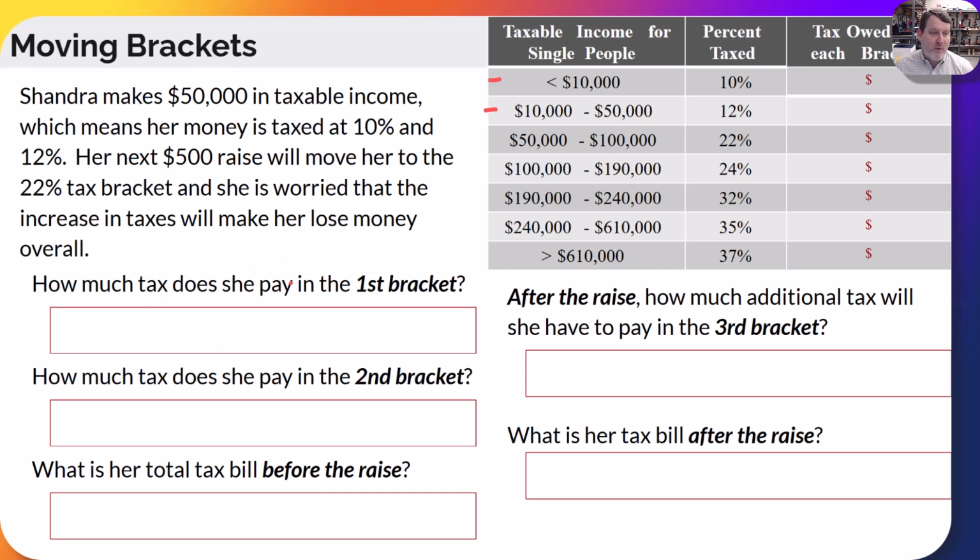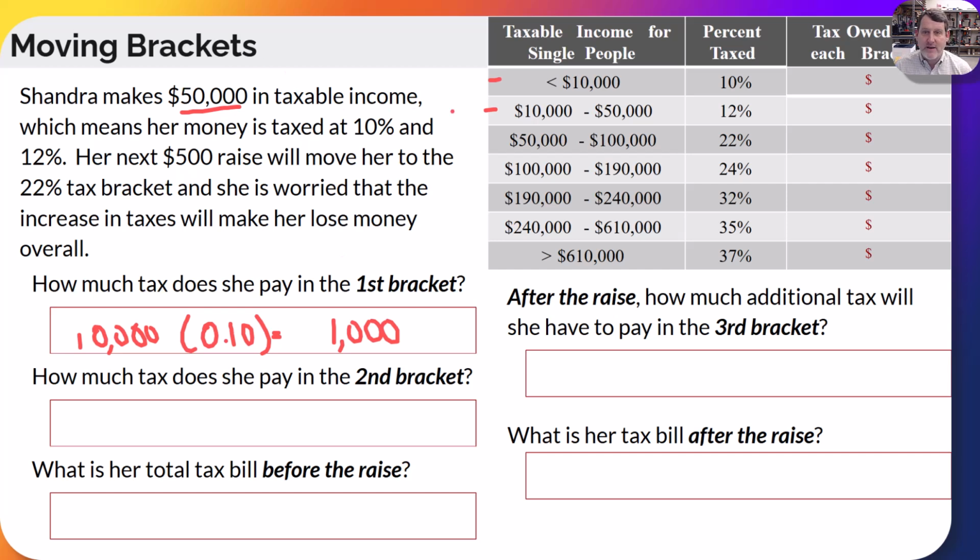Before the raise, she makes $50,000. How much tax does she pay? In the first bucket, she's at $10,000 times 10%, 0.10, and that's going to equal $1,000 of taxes she pays on her first $10,000. Just like the previous examples, she's paying that same 10% on that first part of her money as well.